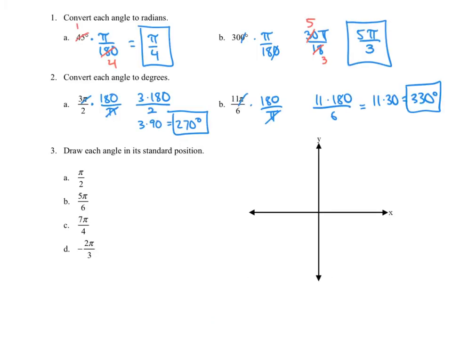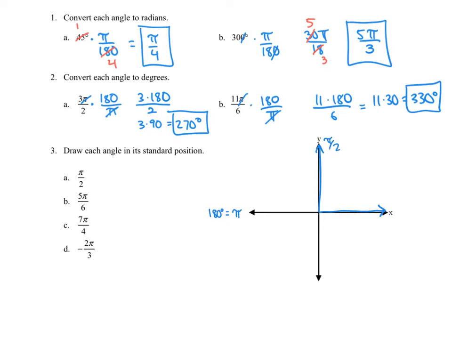In this next part, we're going to draw some angles in their standard position from radians. So pi over 2 is half of, remember that pi is the same as 180 degrees, which is the half circle. So pi over 2 is 1/2 of a half circle, which is going to be, well, remember our initial side is always on the x-axis, and the terminal side will be right here. Pi over 2.